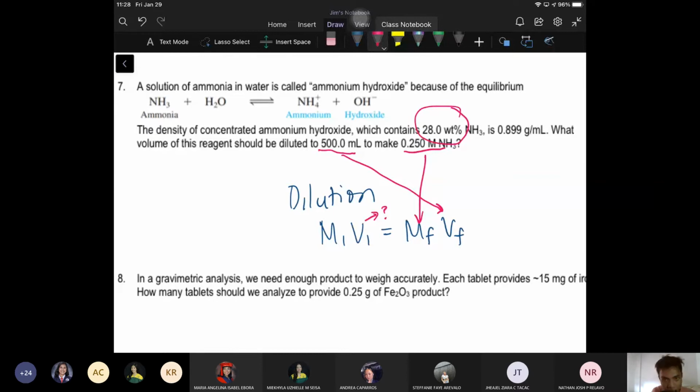So what I want you to do is this. I need two people to answer this problem. One will convert 28% by weight NH3 into molarity. Then the other one will do the dilution calculations. Okay? So I will give you 5 minutes again to work on this problem. I'll be back by 11:33.